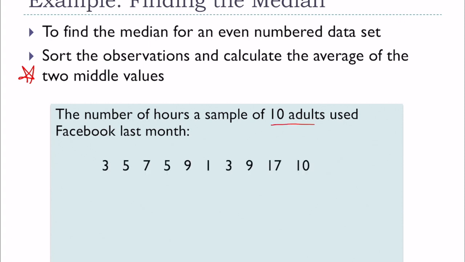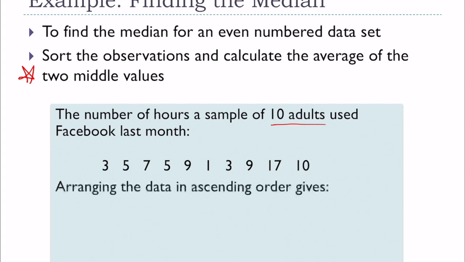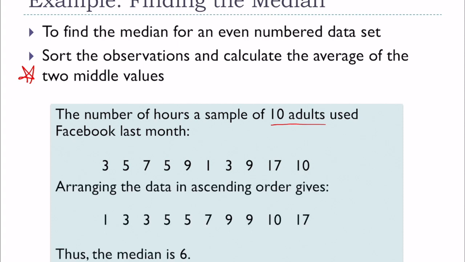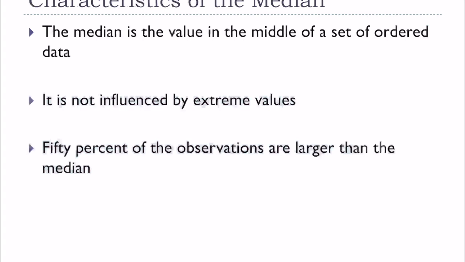We had 10 observations, 10 adults, and the number of hours they were on Facebook last month. And so we arrange it in order. When you do this, if you look here, the middle two values are right there, right? Because there's 4 on this side and 4 on the right-hand side. And so we would say that the median of the data set is 6, even though that value was not one of our observed observations.